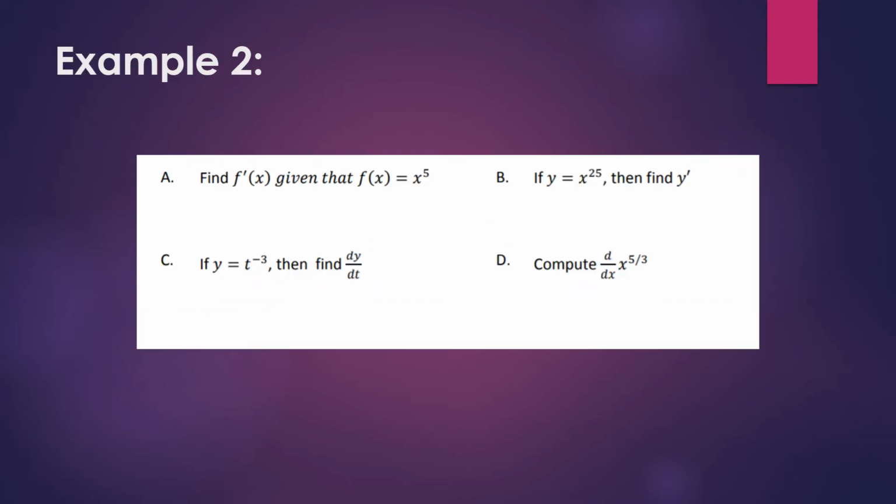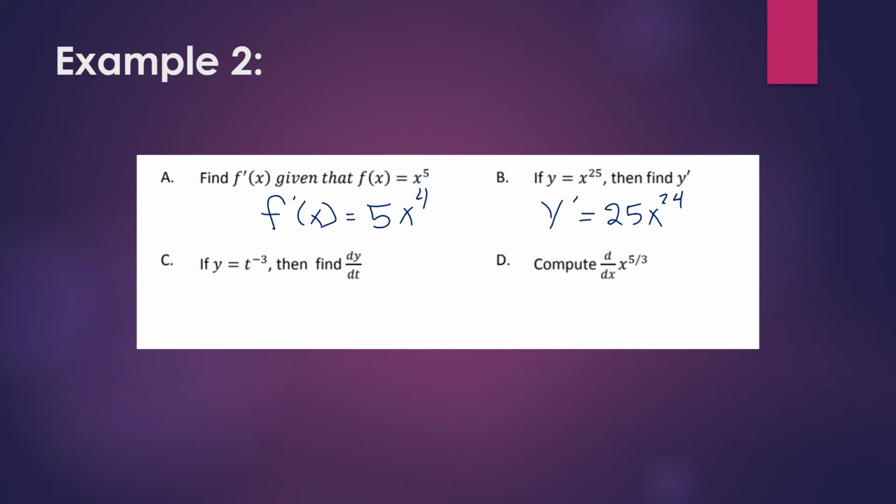So in example 2, they're wanting us to take the derivative of several different functions. We've got x to the 5th, x to the 25th, t to the negative 3, and x to the 5/3. According to our power rule, if I want to take f prime, well, this is a power function, so the 5 is going to come down, and then I decrease the exponent by 1. So it'd be 5x to the 4th. Y prime, and well, y was x to the 25, so that 25 is going to come down, x to the 24.